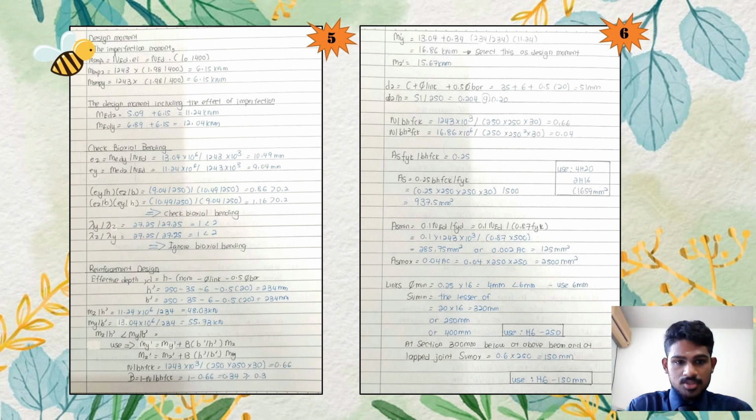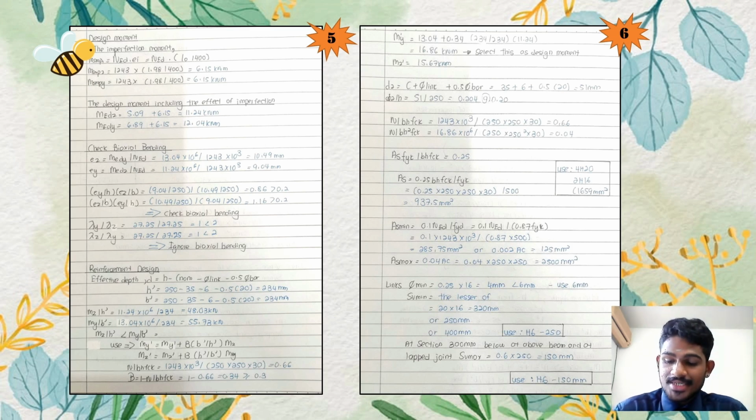Okay, I'm moving to the next part, which is MY. For the MY you will get a value of 16.86 kilonewton meter, and for the MZ you will get 15.67 kilonewton meter. To find out the D2 value, you need to use C plus bar link plus 0.5 bar, which is equal to 35 plus 6 plus 0.5 bracket 20, and you will get 51 mm. The D2 per H value you will get is 0.204, and you can take 2 decimal places and use 0.20.